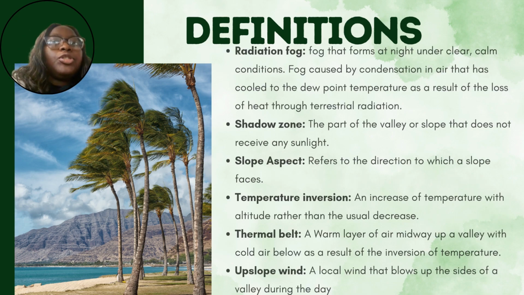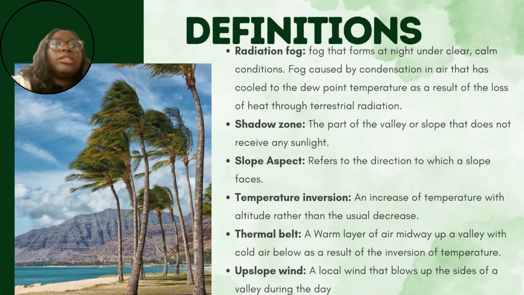The next definition is radiation fog, which is fog that forms at night under clear, calm conditions. Fog is caused by condensation in the air that is cooled to dew point temperature as a result of a loss of heat through terrestrial radiation. Now we have shadow zone, which is a part of a valley that does not receive any sunlight. When we talk about slope aspect, we're talking about the direction to which a slope faces. We also have temperature inversion, which is an increase of temperature with altitude rather than the usual decrease.